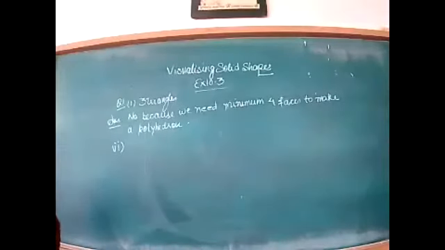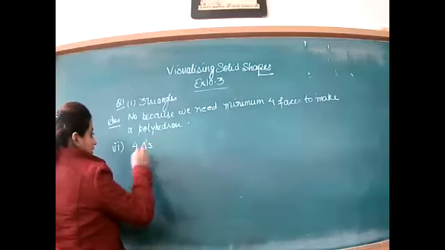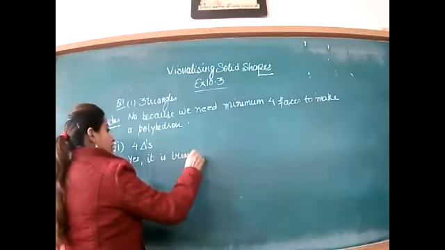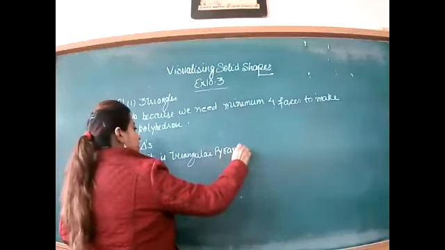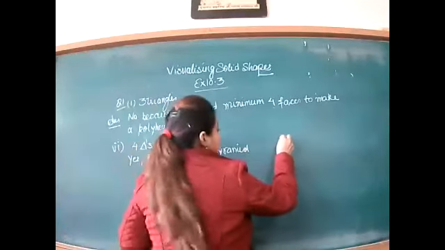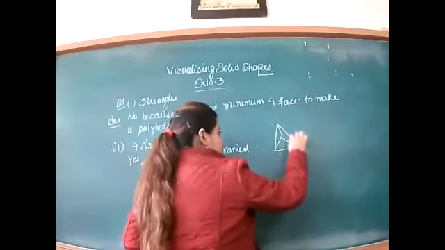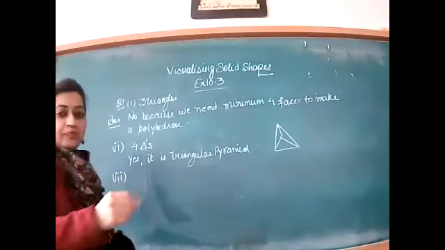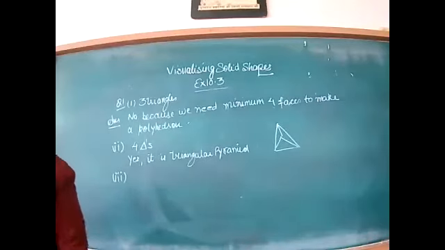Next is, can we make a polyhedron with 4 triangles? Yes. It is a triangular pyramid. You can make the pyramid here. One triangle in the bottom, one common vertex. You will join like this. So it is a pyramid with the minimum number of 4 faces. You will not be able to make a polyhedron with less than 4 faces.